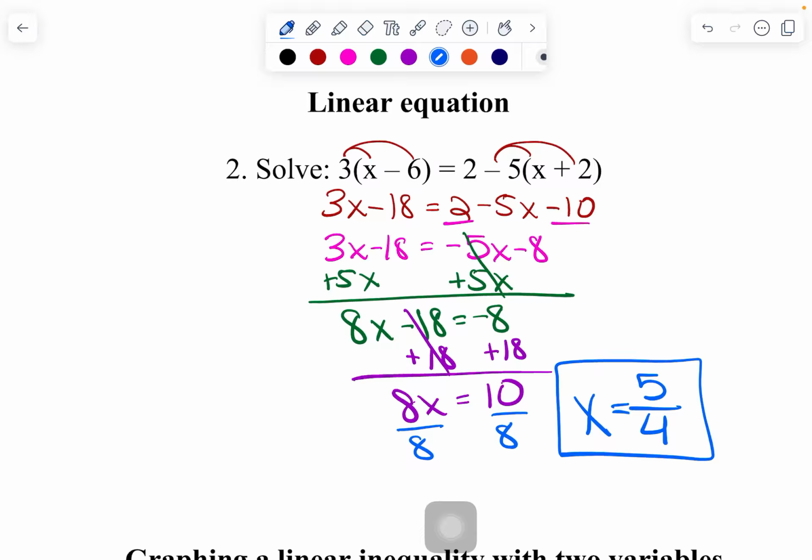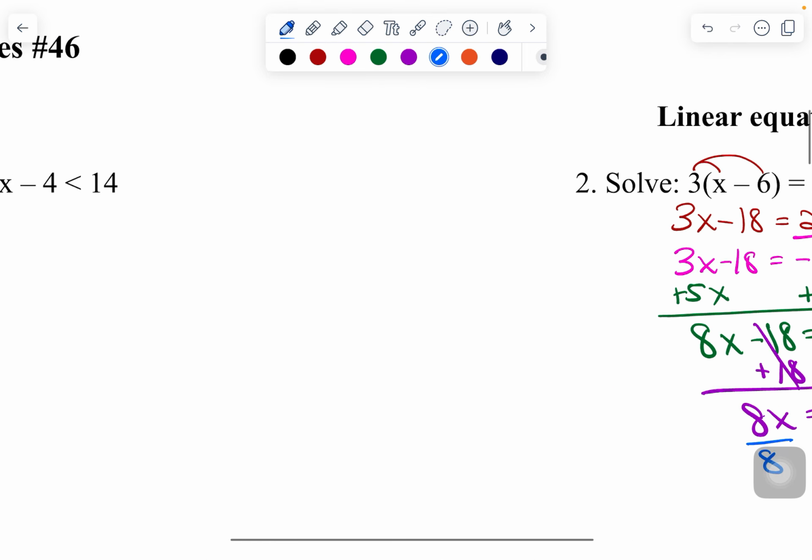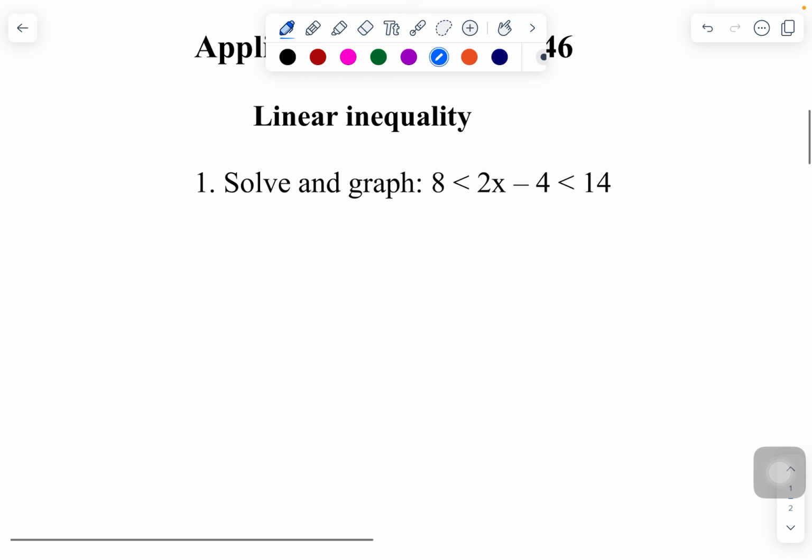And here's the deal. With a linear equation, we are looking for one specific value, if it exists, that makes the equation true. And in this case, the one specific value that makes our equation true is when x is equal to 5/4. Okay? Now, how does that differ from an inequality?